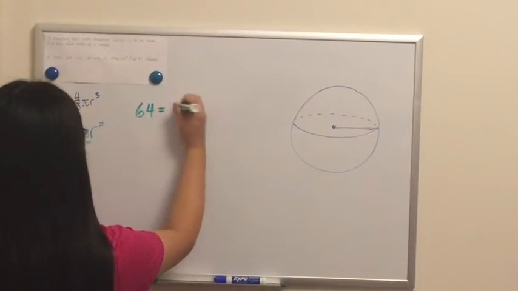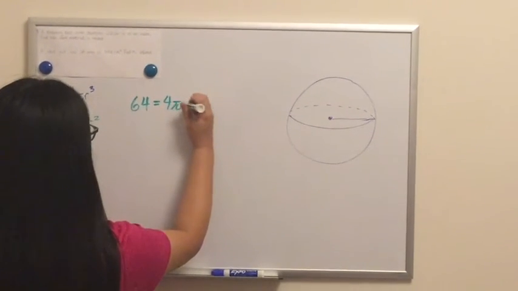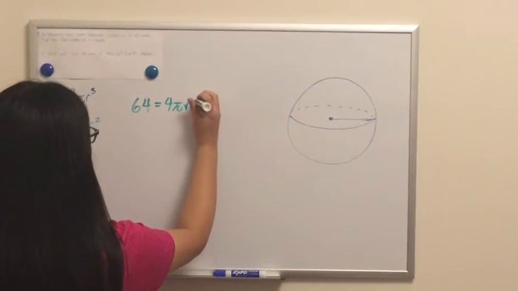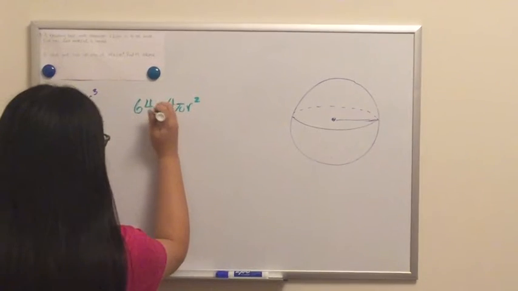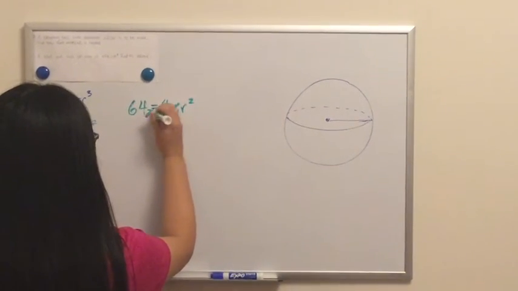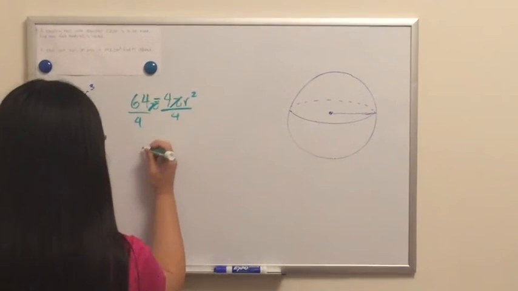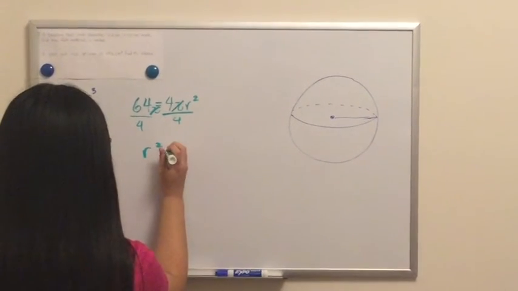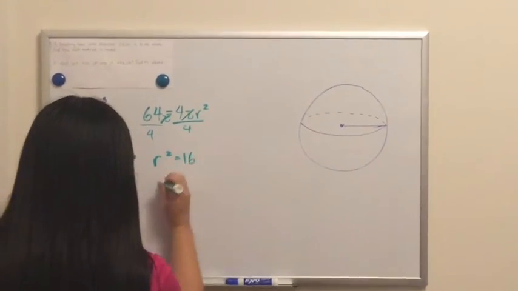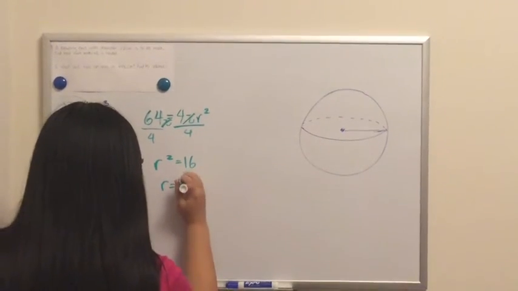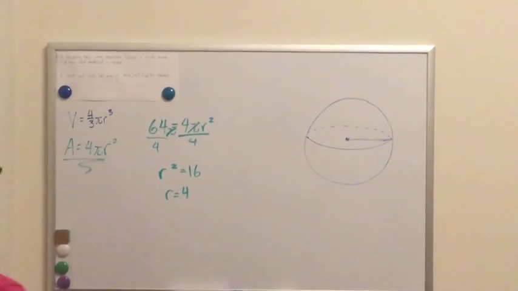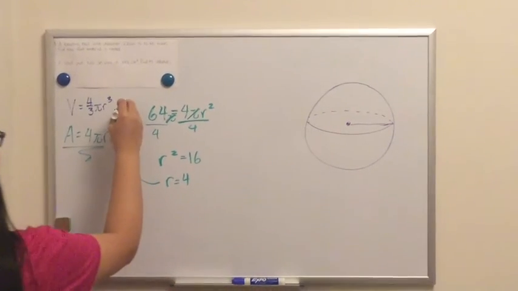So 64 is equal to 4 pi r squared. Excuse me. So we can cancel out pi immediately and divide by 4, which means r squared is equal to 16, which means your radius comes down to 4. So now you can put this into this equation.